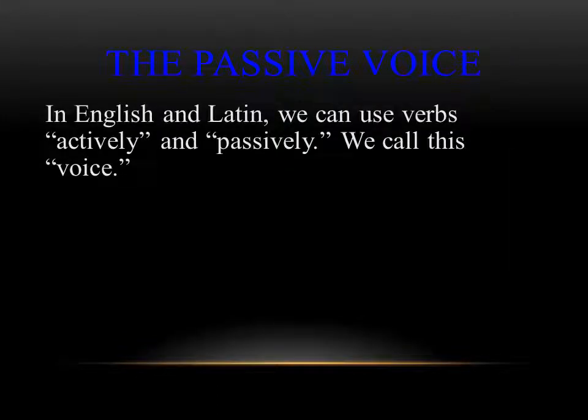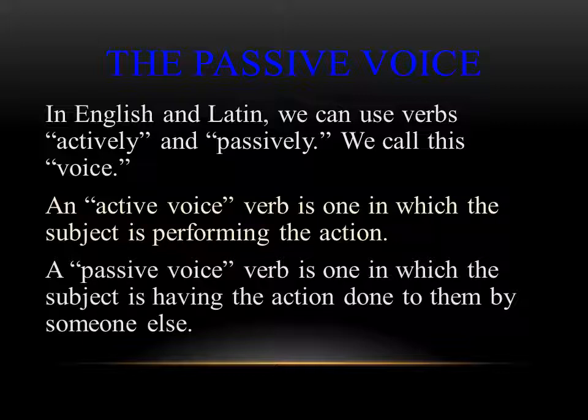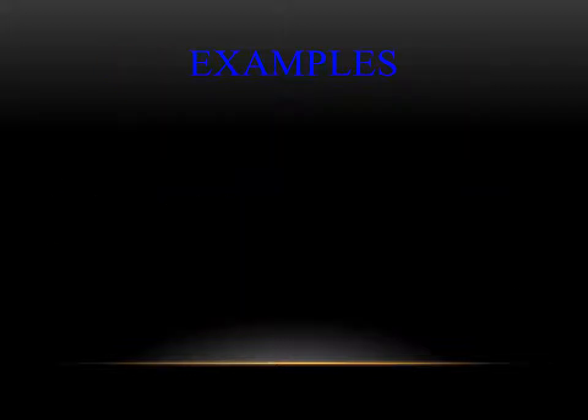So in English and in Latin, you can take verbs and use them passively or actively, and we call this voice. The meaning is exactly what we just said between active and passive. An active voice verb is one in which the subject is performing the action, it's doing something. On the other hand, a passive voice verb is one where the subject is not doing anything, but something is happening to the subject and it's being done by someone else. And you're going to see some examples of how this works.